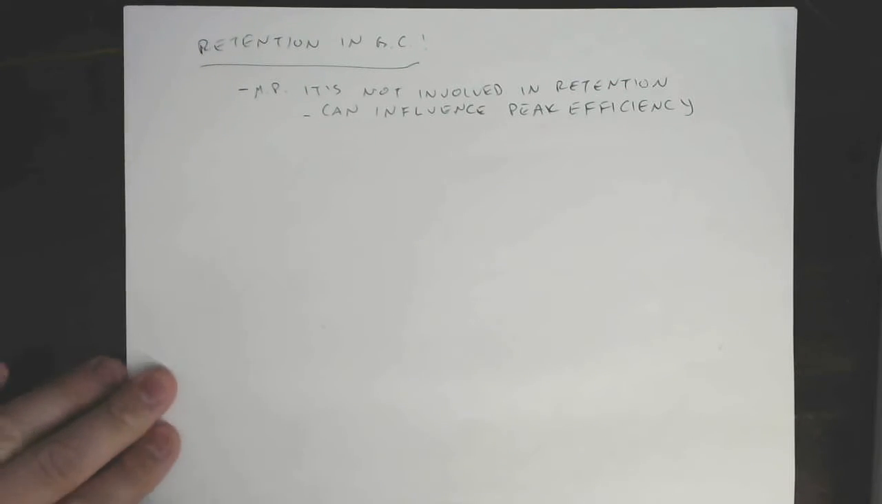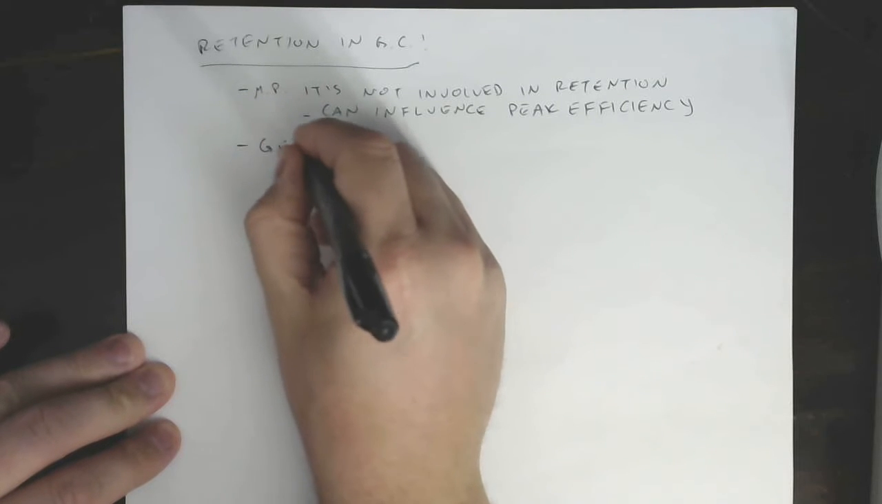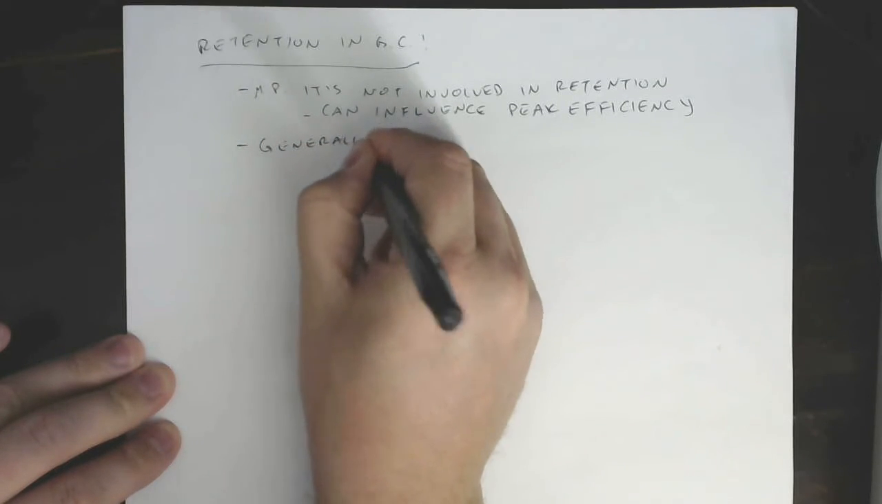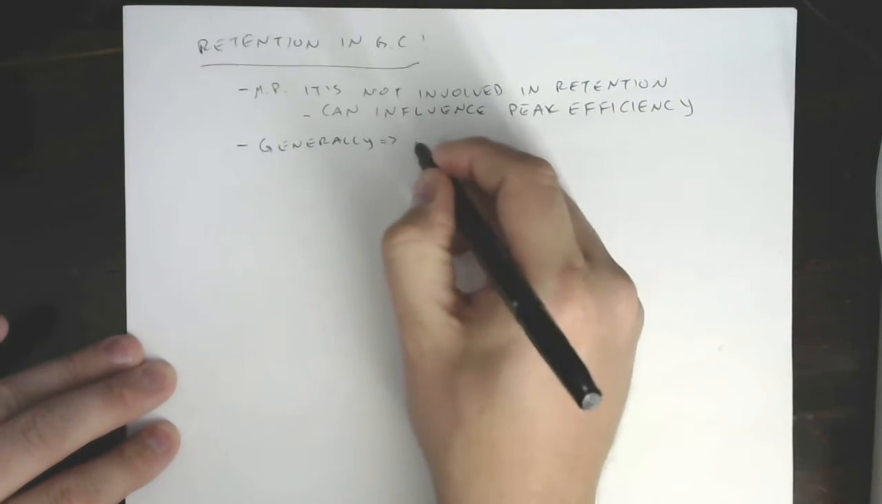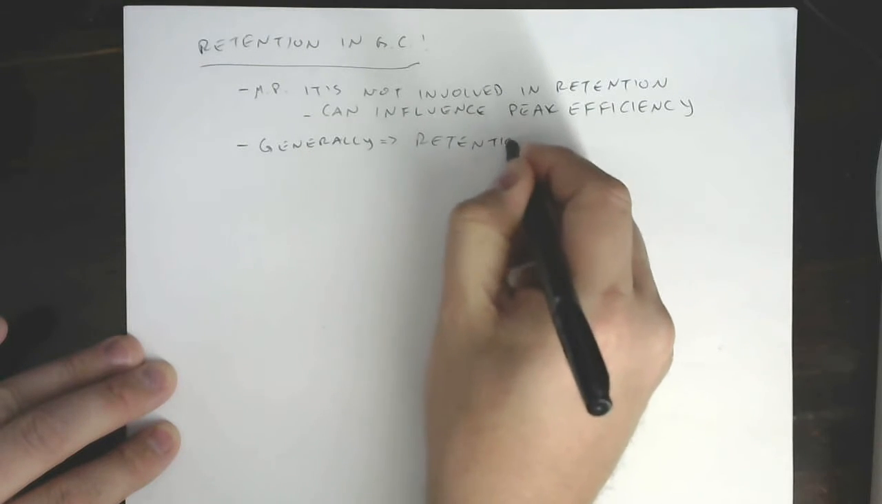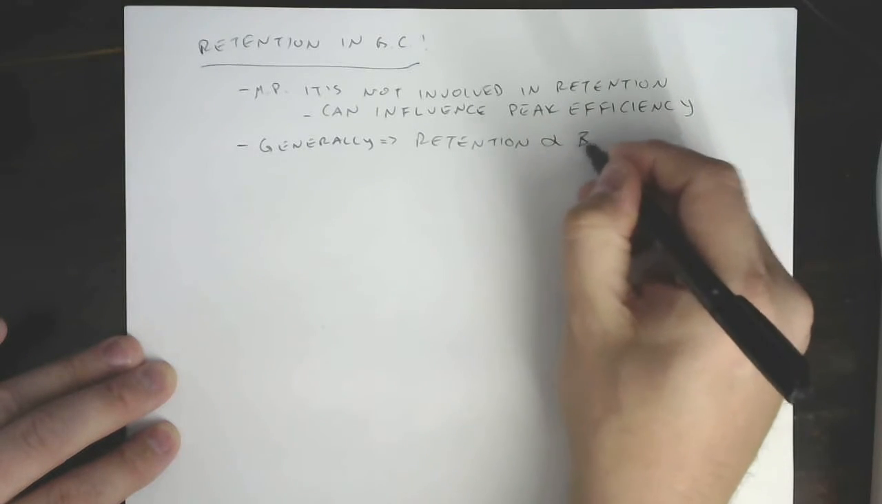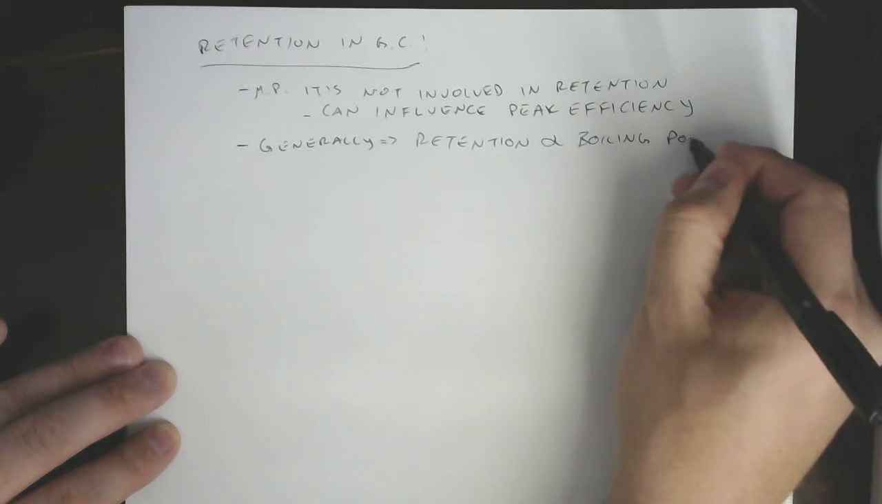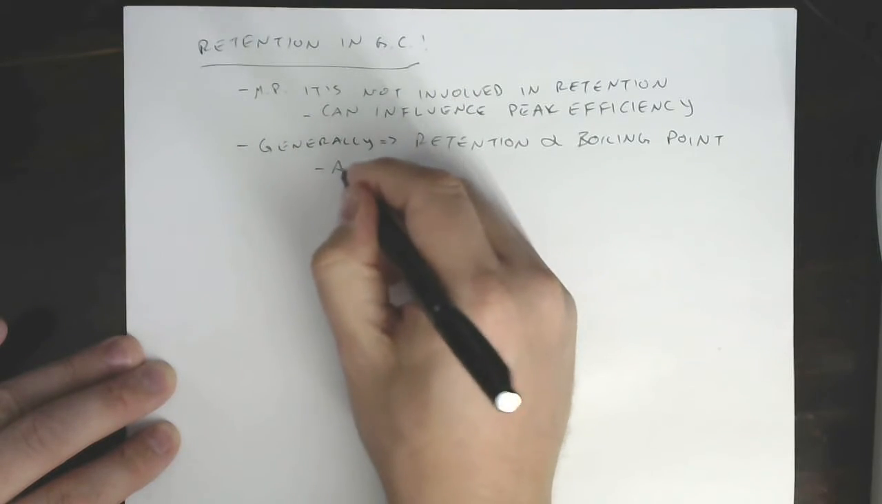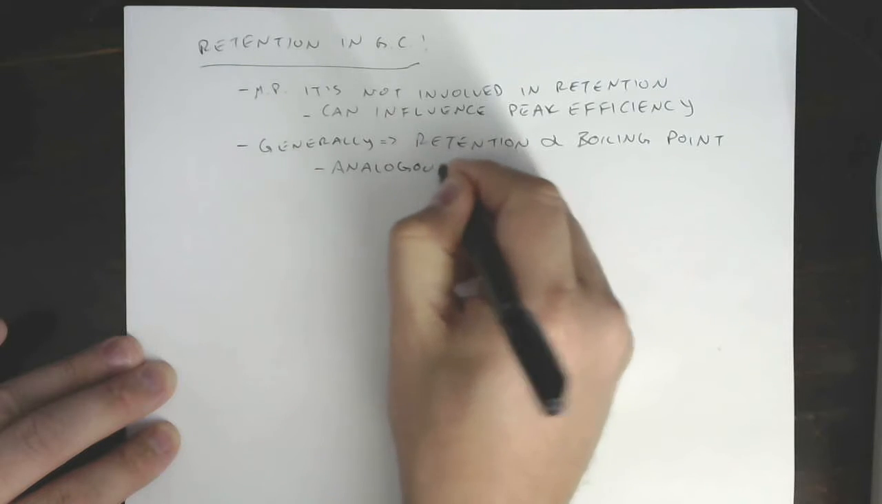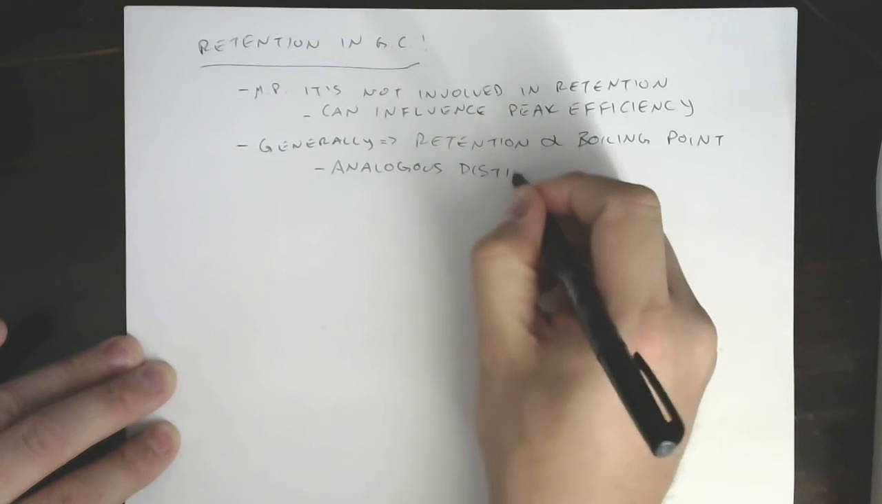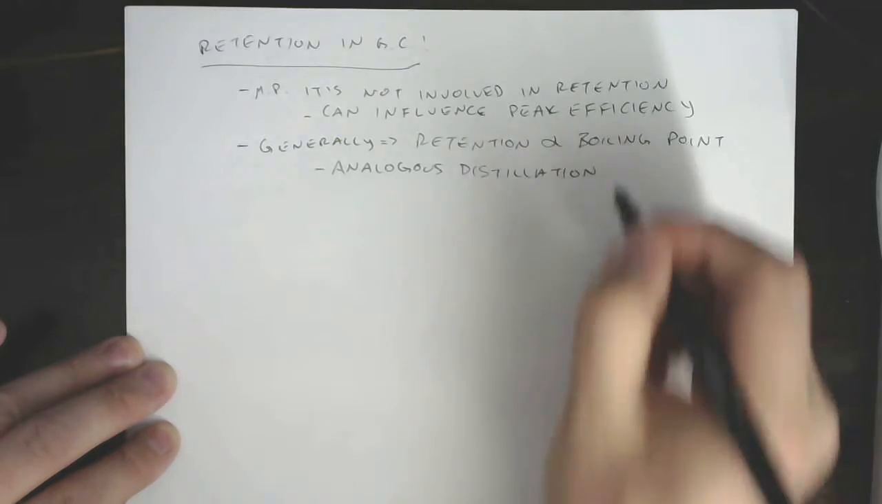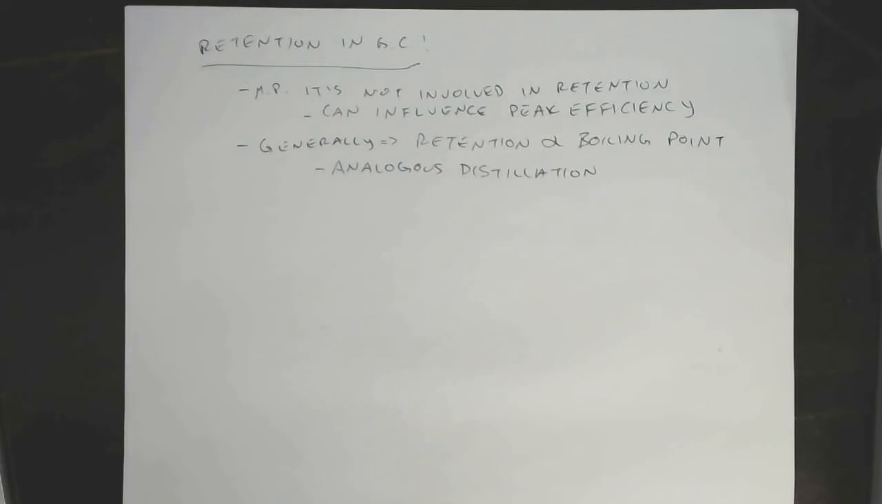on the column. So generally speaking, the thing that we learn if we learn about GC as an undergrad is that retention is proportional to boiling point. This sets up a really strong analogy to distillation, right? Things that boil at higher temperature will stay in your distillation flask longer, while things that boil at a lower temperature will get out of there pretty quick. And that's true, all things being equal.